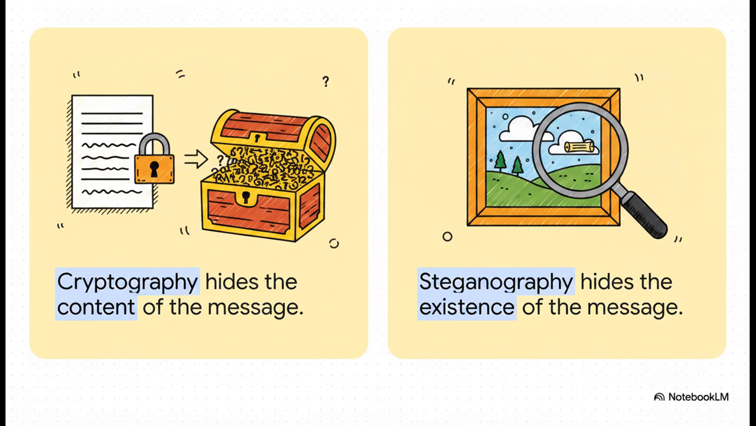And for our last big comparison, let's talk about cryptography versus its sneaky cousin, steganography. This comes up on exams all the time. Cryptography's goal is to hide the meaning of a message by scrambling it. You can see the scrambled message, you just can't understand it. Steganography is different. Its goal is to hide the existence of the message altogether. You might hide a secret text file inside a totally normal-looking cat photo.